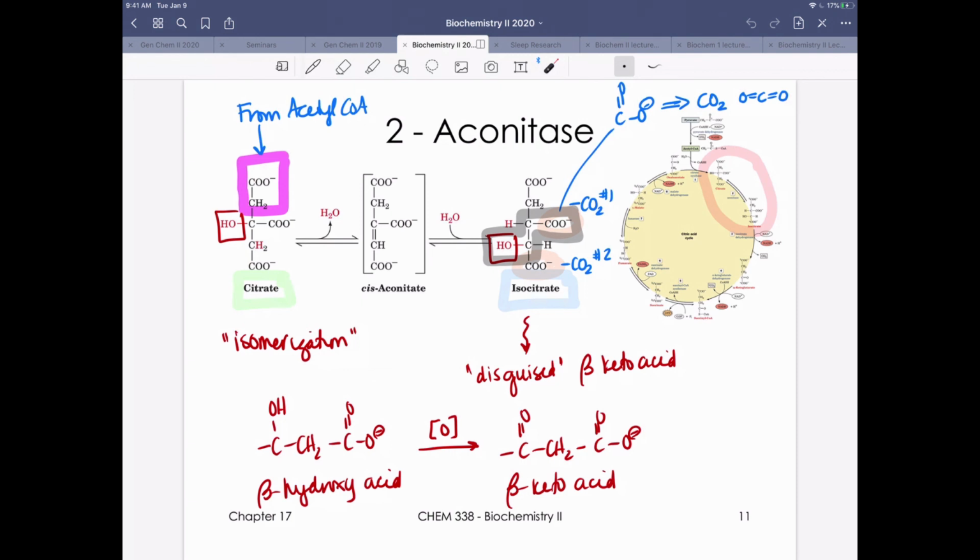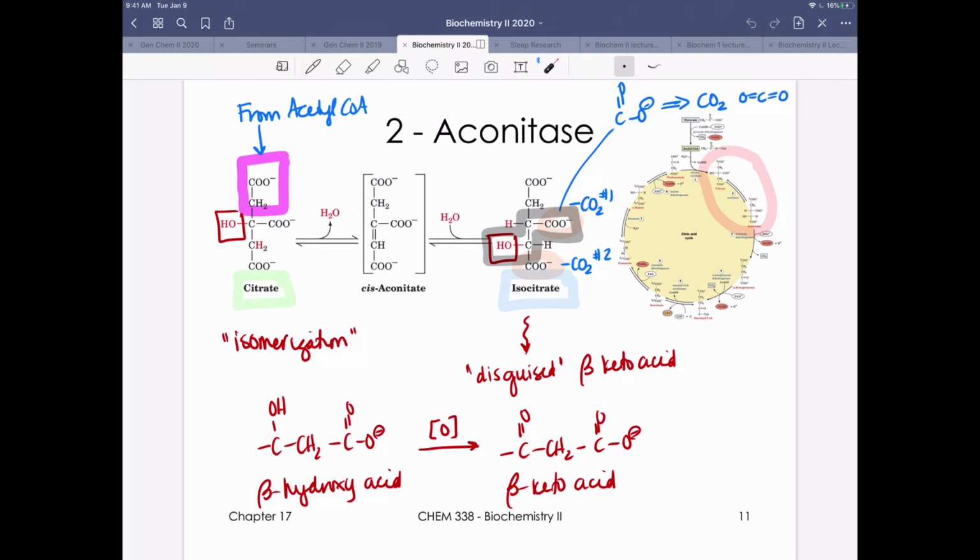Even though the chemistry we can label as isomerization, the purpose is that we create a hidden beta-keto acid. Hopefully everybody can see that if this is our acid group, not the alpha carbon, but the beta carbon has a hydroxyl group. So what we have here in isocitrate is a beta hydroxy acid. Well, a beta hydroxy acid is just an oxidation step away from being a beta keto acid. We know that beta keto acids easily decarboxylate, so what we're really doing in this step is setting ourselves up for the next step, which is to decarboxylate that beta keto acid.